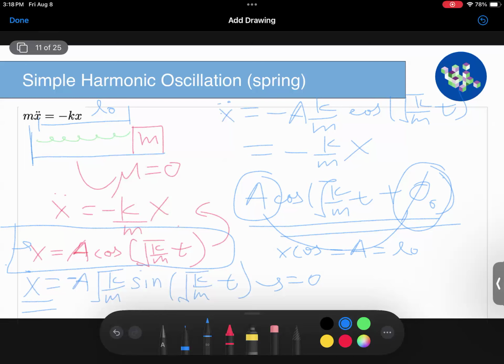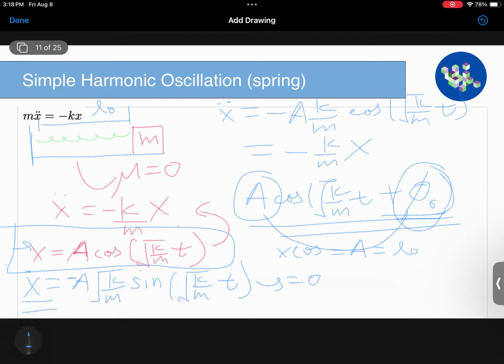That means that our phi zero is equal to 0, because once you take the derivative, you'll find that phi zero has to be equal to 0 for it to satisfy these two initial conditions. So our final solution for those particular initial conditions, x as a function of time, is equal to L0 times cosine of square root k over m times t. All right, that's our final solution.